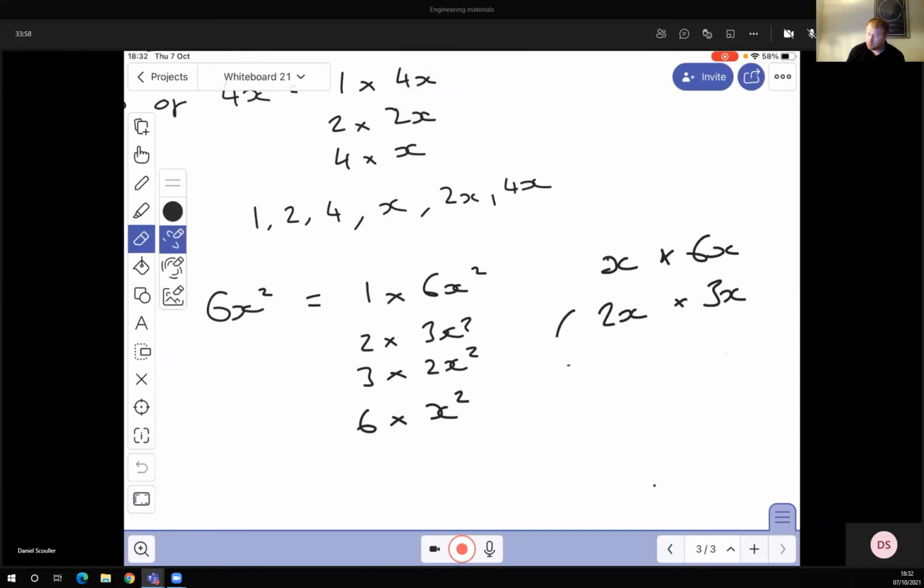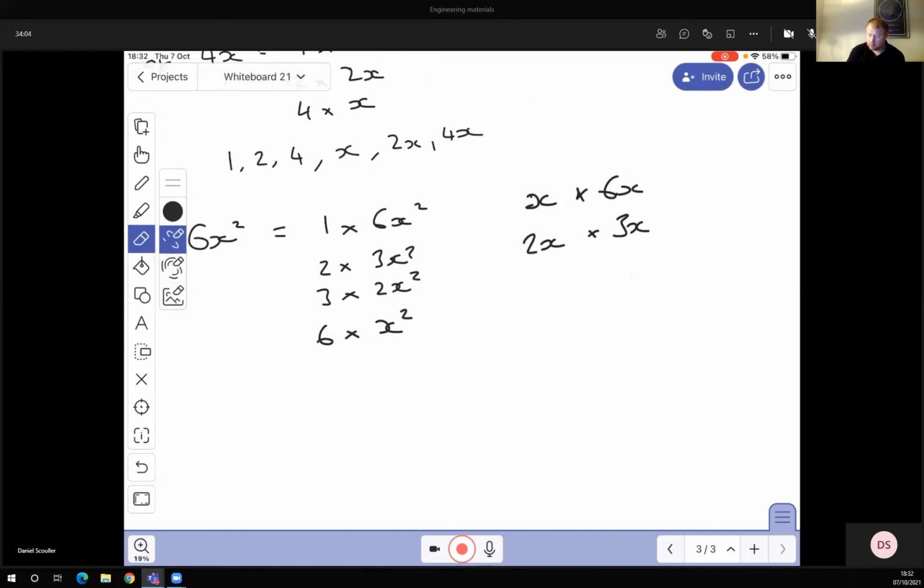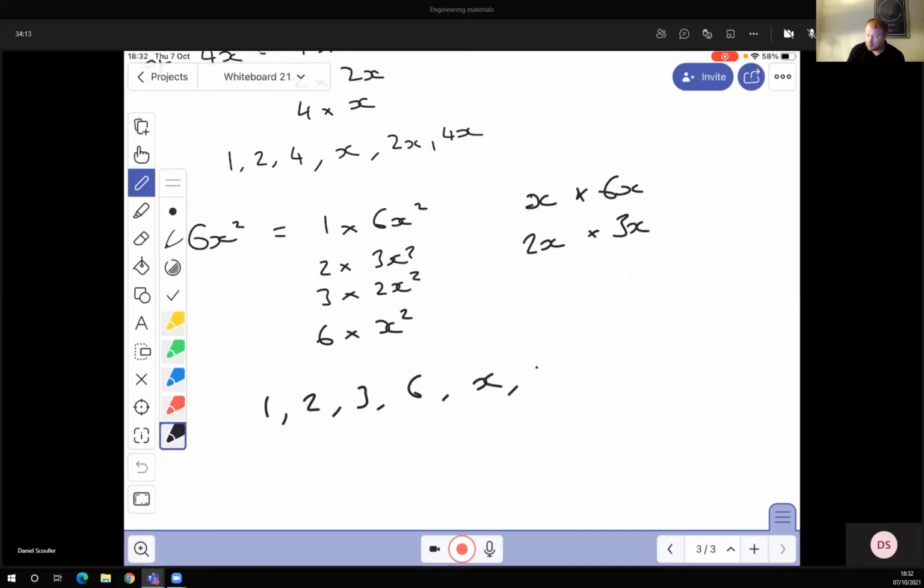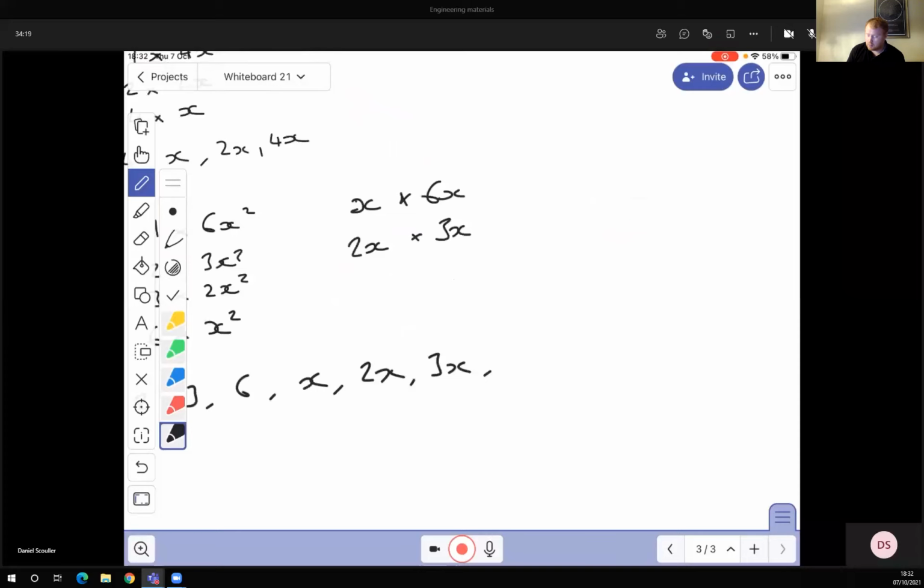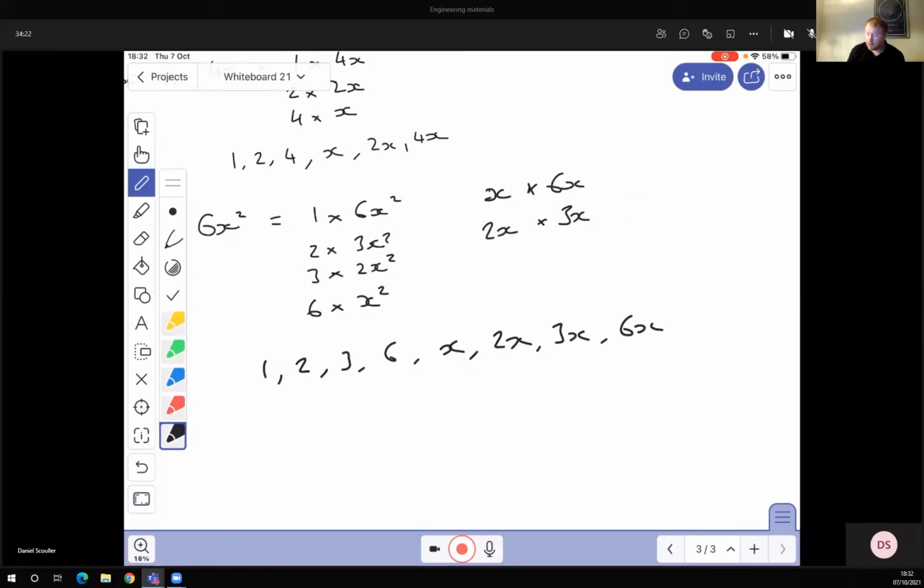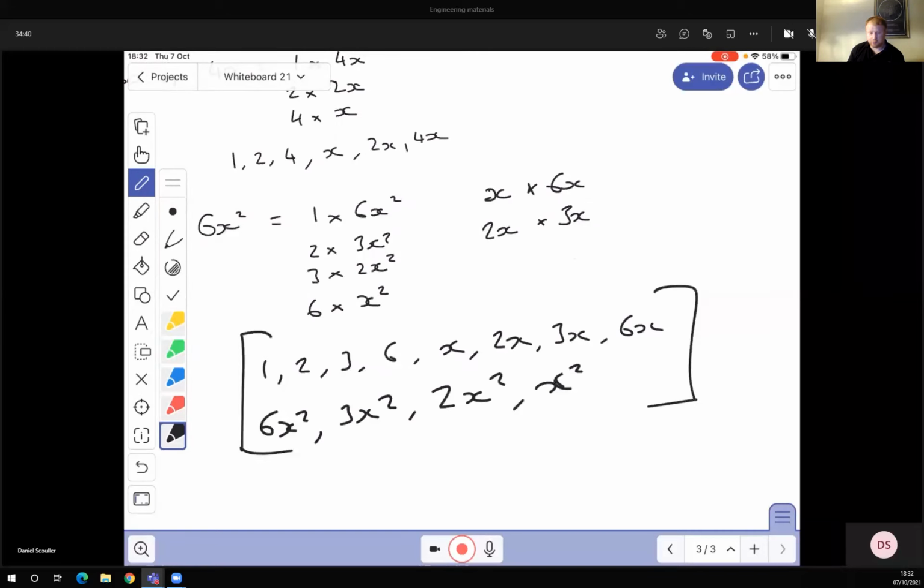Okay, so we've got slightly more complicated, but we've built up a lot more factors there. If we were writing that out: 1, 2, 3, 6, x, 2x, 3x, 6x. Don't worry, you'll never be asked to write all this out. Then we've got our 6x squared, 3x squared. Don't know why I did those ones backwards. Okay, it works out. So that's all your factors for 6x squared.